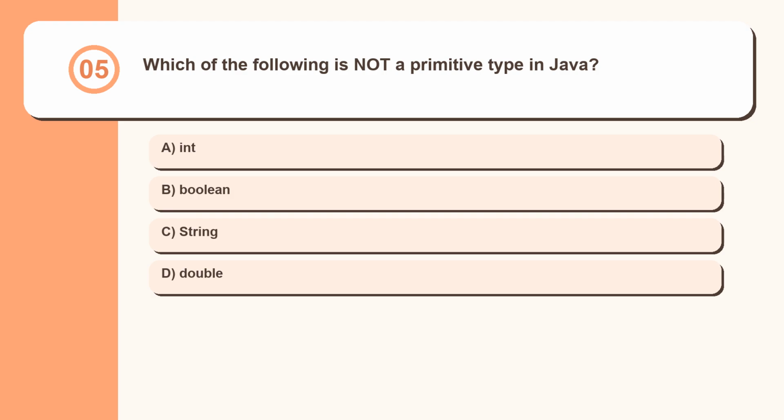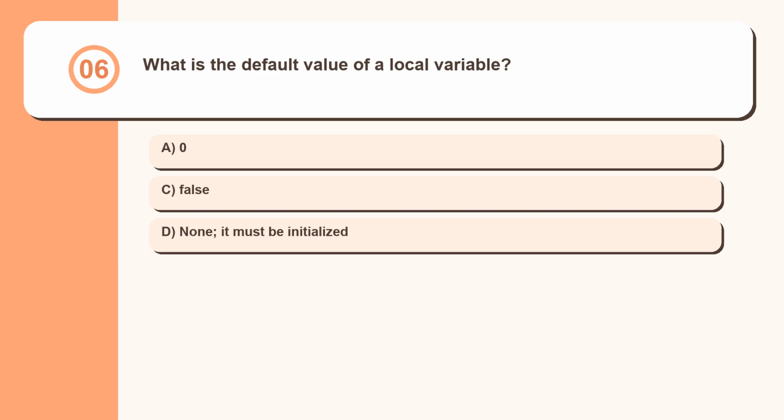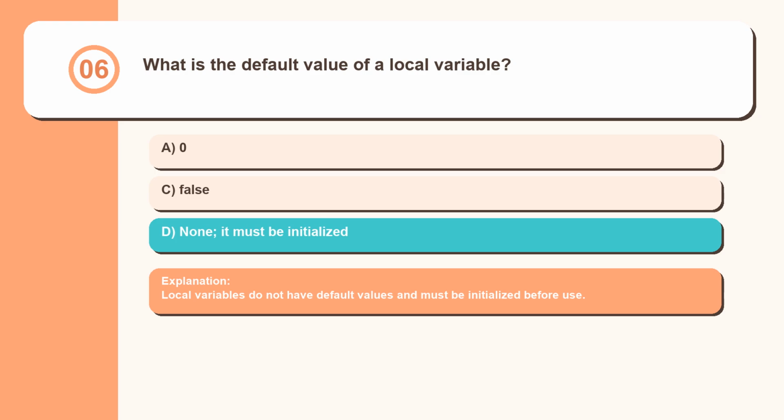Question 5. Which of the following is not a primitive type in Java? int, boolean, String, double. String is an object/class, not a primitive. Question 6. What is the default value of a local variable? 0, false, null, it must be initialized. Local variables do not have default values and must be initialized before use.